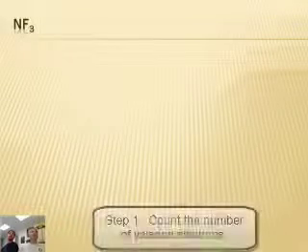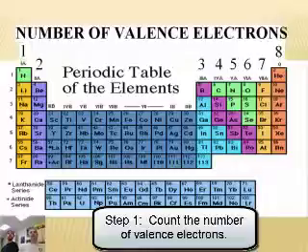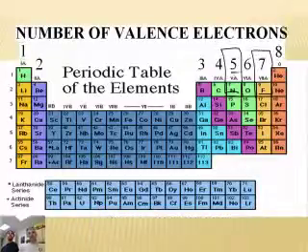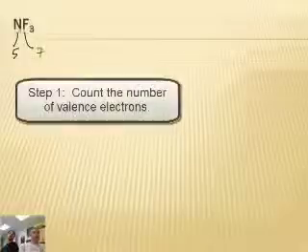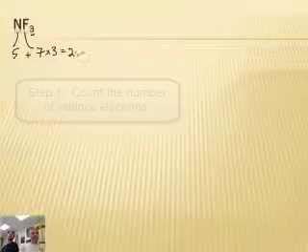Let's do another one. How about NF3? Nitrogen trifluoride. Now, nitrogen is here and fluorine is here. Nitrogen has 5 and fluorine has 7. So I'm going to write 5 here, and this will be 7, but there's times 3, so 21 plus 5 is 26. Now, that's a lot more than 8.